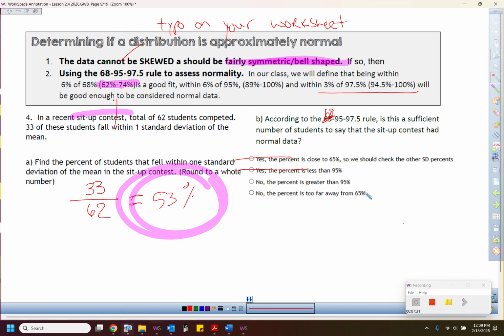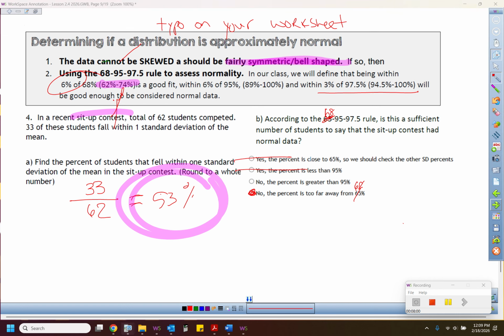All of these 65s today, I am so sorry, there's a typo. They're all supposed to say 68%. It's wrong on your homework because I literally snipped these out of the homework. So it should all say 68 instead of 65. My fault. Sorry about that. Too far away. We're given 6% of tolerance, either above it or below it, and 53 is way too low, right? It's not going to be normal in that situation.